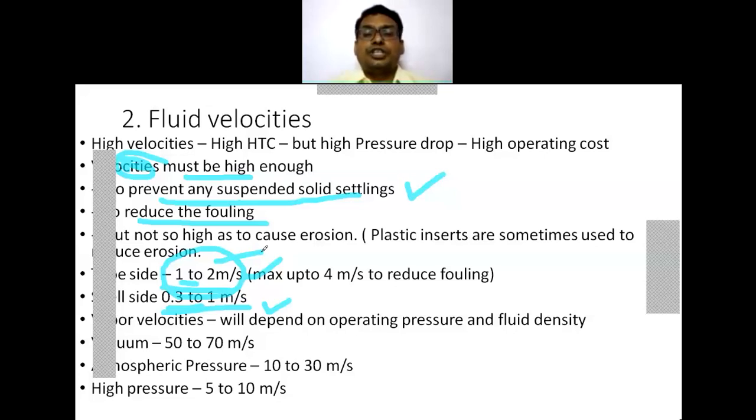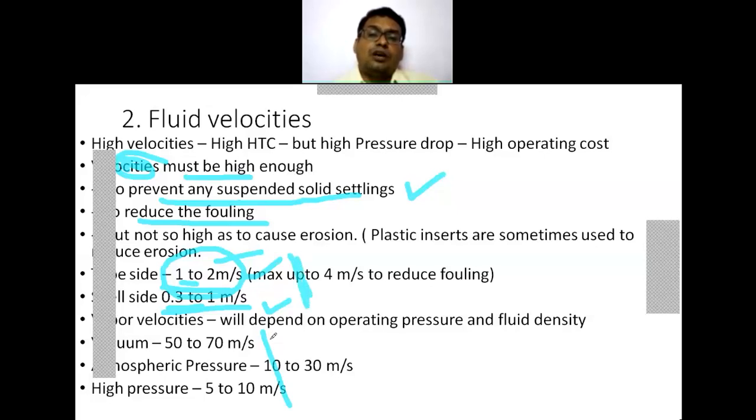Then vapor velocities will depend on the operating pressure and the fluid density. So if the vessel is operated under vacuum, then the velocities of vapor will be around 50 to 70 meters per second. These are the velocities of the vapor, and these are the velocities of the liquid phase.